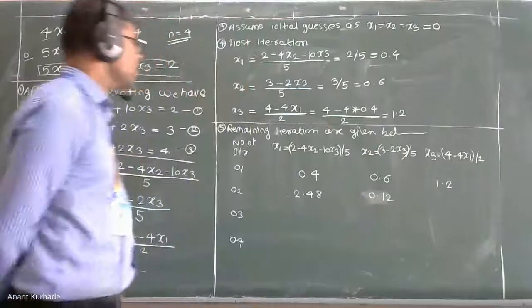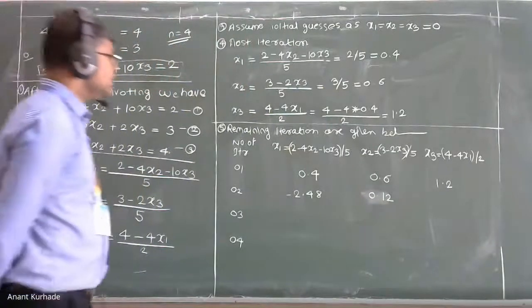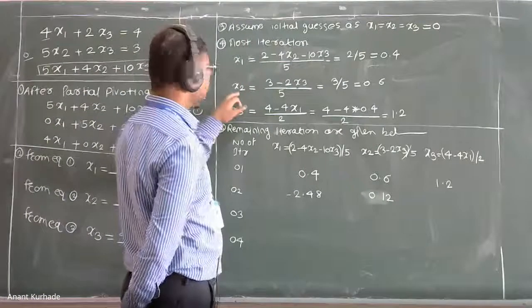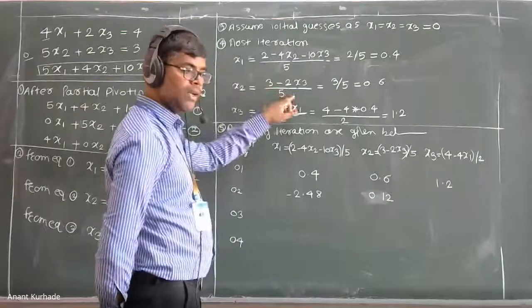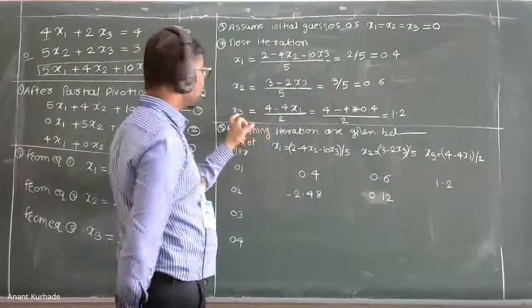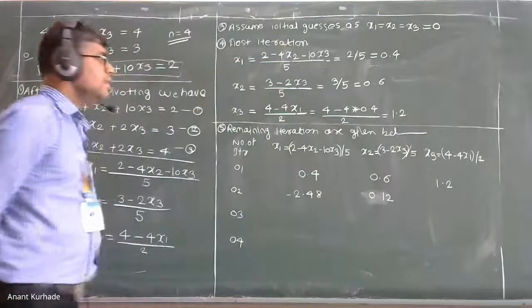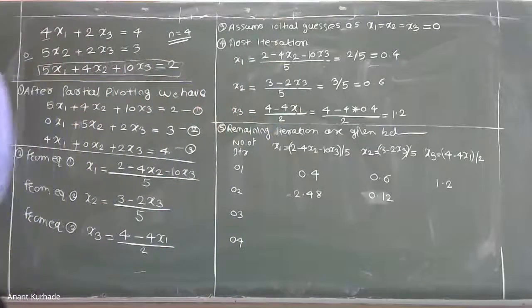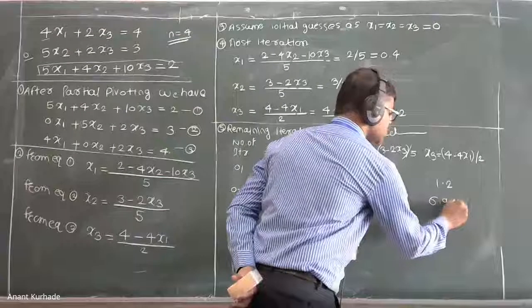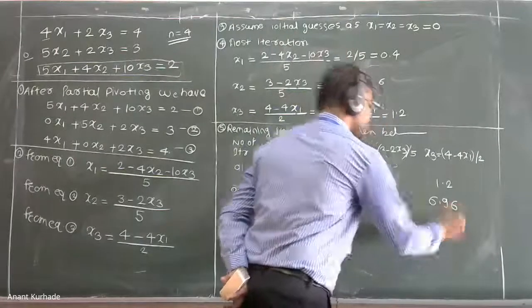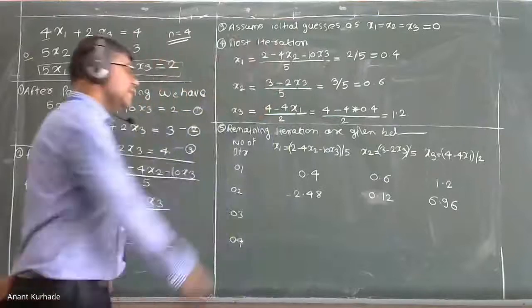So see here, the basic funda: for calculating x2, x1 is the new value and x3 is 0. While calculating x3, x1 is the new value and x2 is the new value. What is the value of x3? 6.96. That's correct. Go for the third iteration.